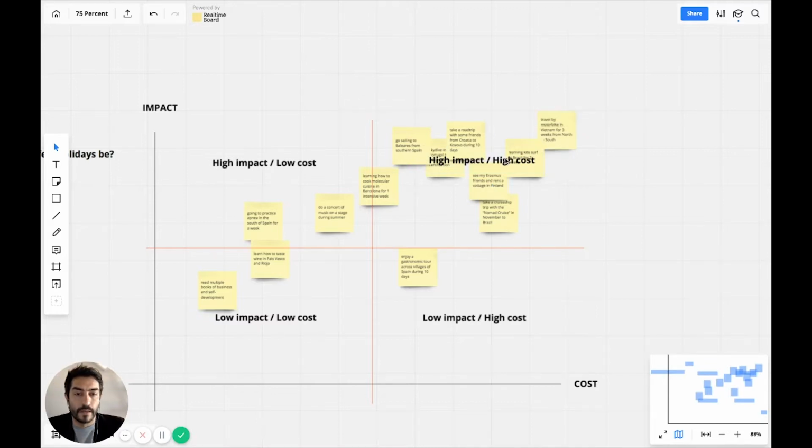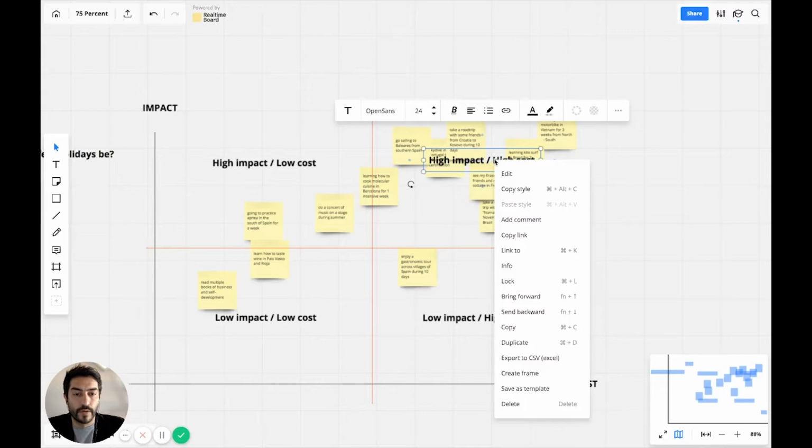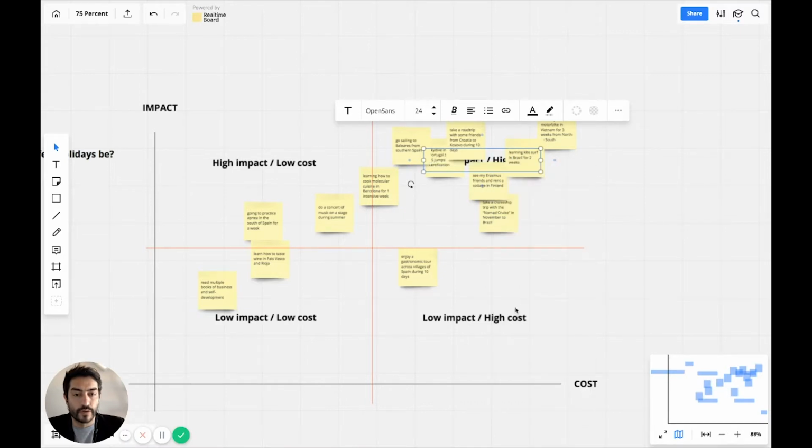Okay, I will put it below everything else, okay? But you understand what happens here. It's high impact, high cost. So what happens when we brainstorm? Most of the time, you will have fancy ideas. And these fancy ideas are high impact, high cost most often.